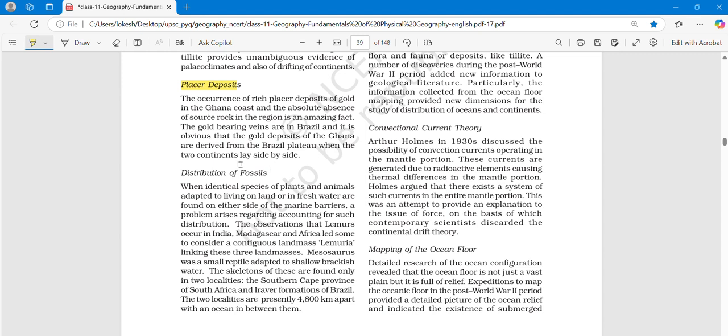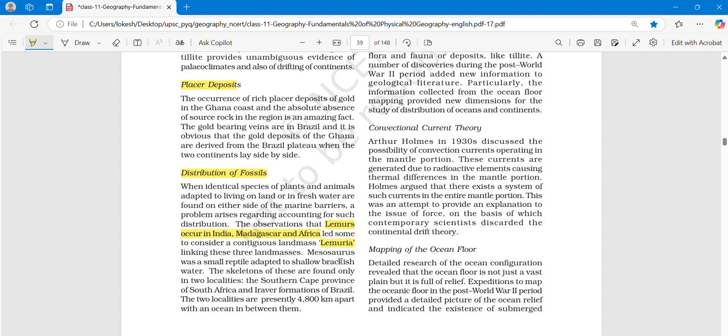Distribution of fossils: identical species of plants and animals are found on either side of marine barriers. A problem arises in accounting for such distribution. The observation of lemurs in India, Madagascar, and Africa led some to consider a continuous landmass, Lemuria, linking these three landmasses.